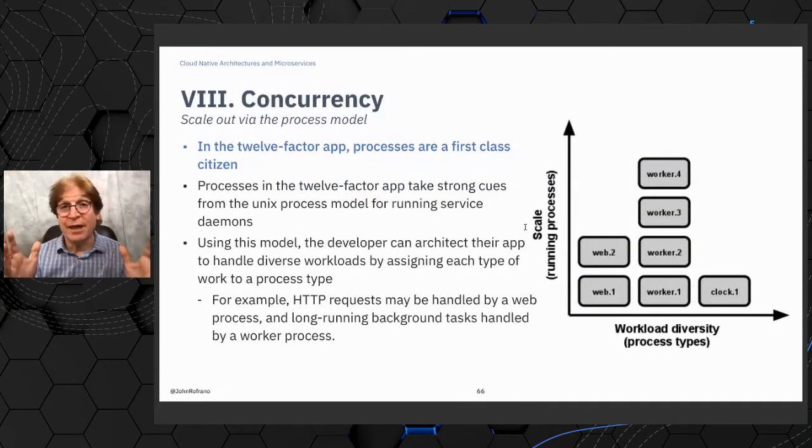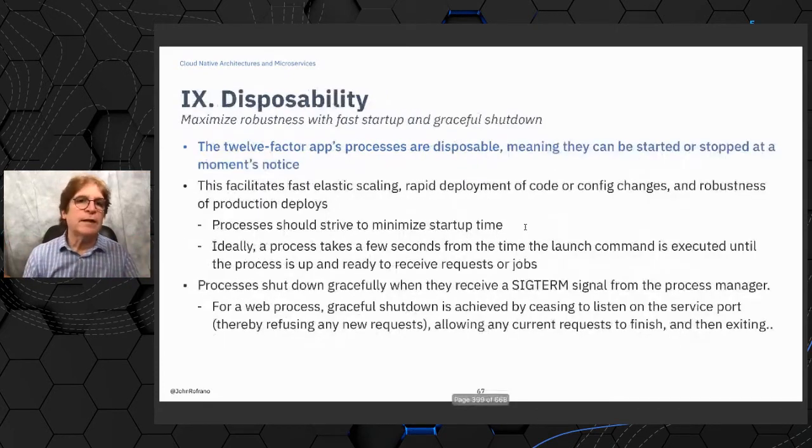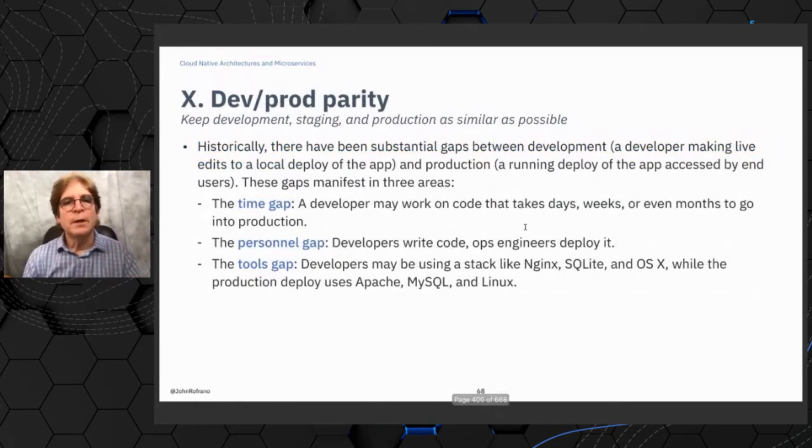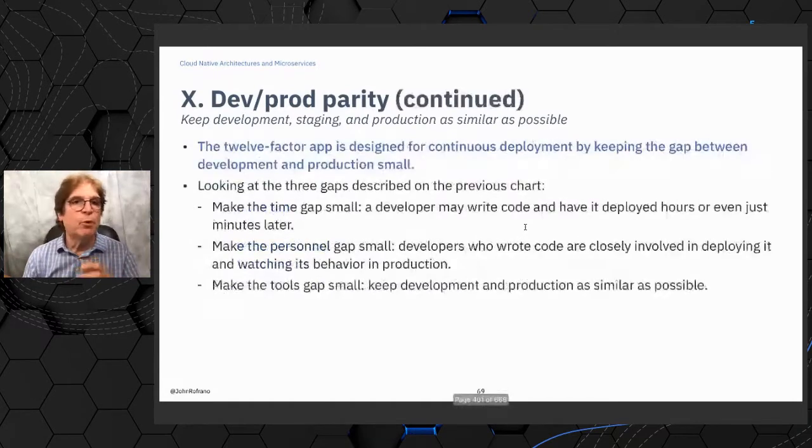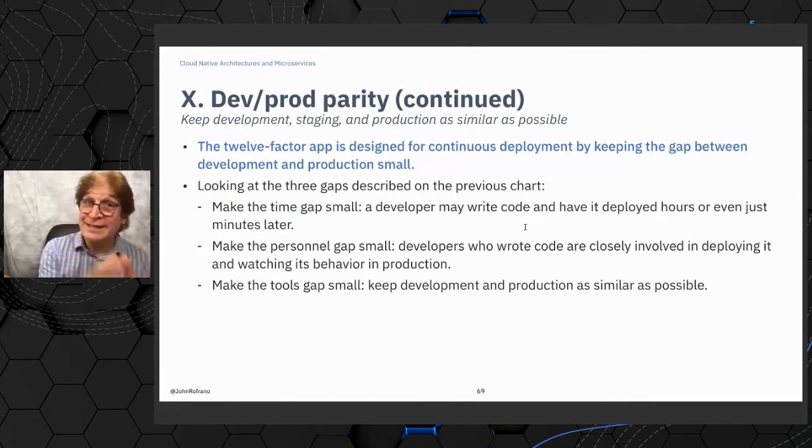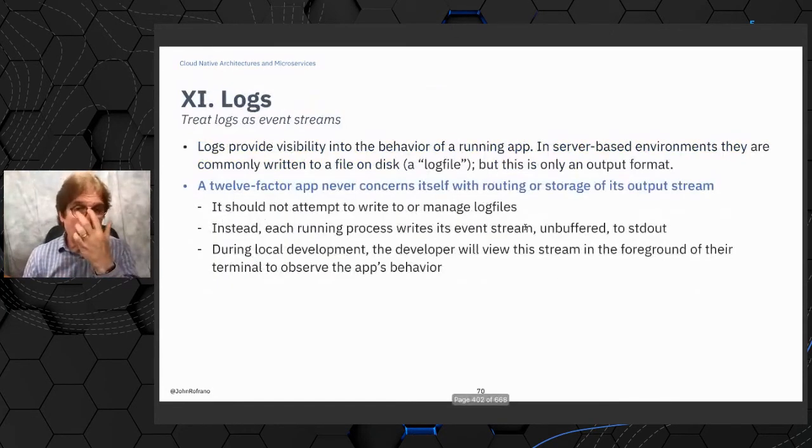Concurrency, yeah, we're going to scale you out, and you better know that if there's other instances you're running, you better run correctly. You need to come up fast and go down fast because these containers are going to come and go. So disposability is important. Dev prod parity is really important because we want to make sure that what we're running in dev is as close to production as possible.